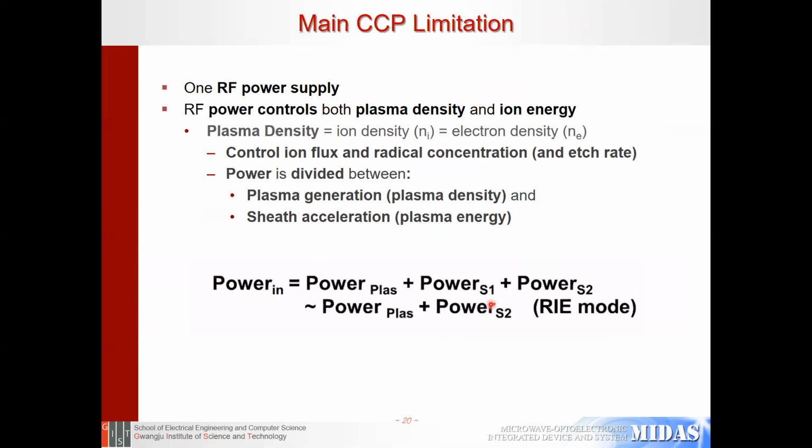So let's talk about the limitation of the CCP. The main limitation of the CCP is that we only have one power supply. What that means is that one power supply has to control both plasma density and ion energy.